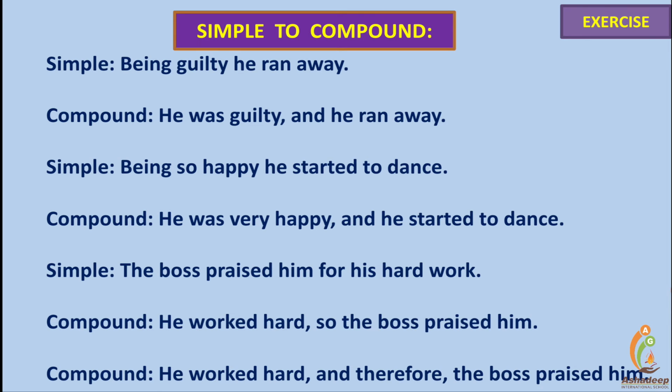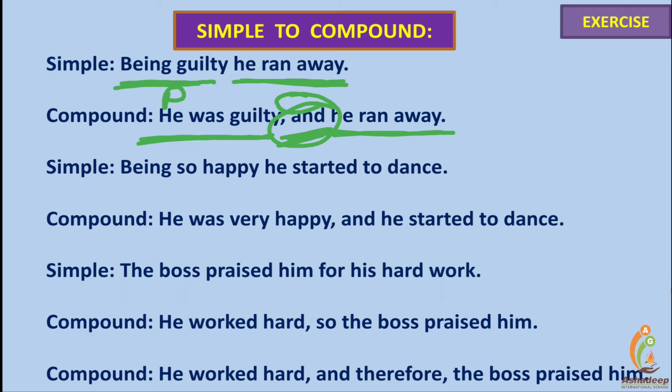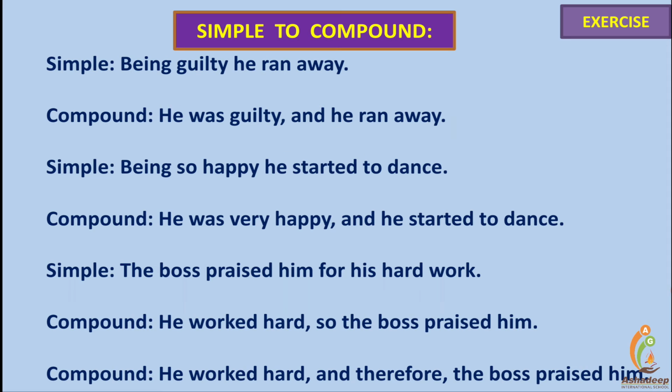Being guilty, he ran away. Being guilty is one part, he ran away is the other part. He ran away is the clause, and being guilty is a phrase. And this phrase will be converted into a clause. Being guilty means he was guilty. See, now it's a clause. Subject, he; was, verb. He was guilty. And is the conjunction used to join these two parts. And he ran away. He was guilty and he ran away.